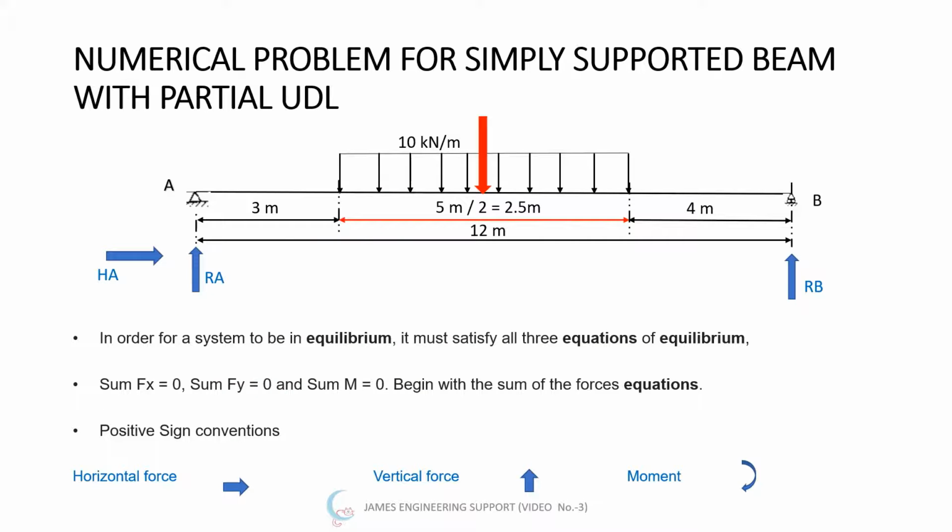Next is the simply supported beam with partial UDL, means UDL will be at some distance from both the ends. So from A hinge support it is at 3 meter, and from the roller support it will be at 4 meters. So total length of the beam will be 12 meters. Let us start the problem.